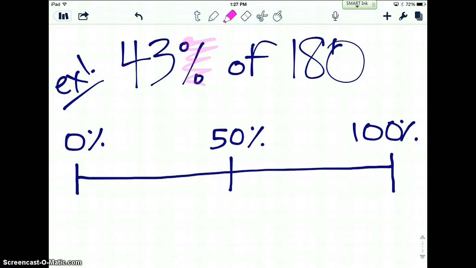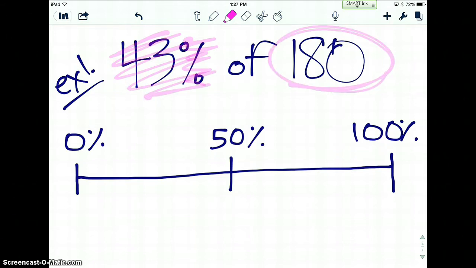Alright, now I am prepared to start this problem. So I'm going to look and see what it's asking me. It's saying find 43% of this total amount of 180. So I'm going to put in a different color on my number line these values. So 43%, where is it going to go on my number line? Well, 43 is between 0 and 50, and it's closer to 50. So with my different color, I'm going to just place it about right here, and that's 43%. Got it. And now I also need to place 180 in there.